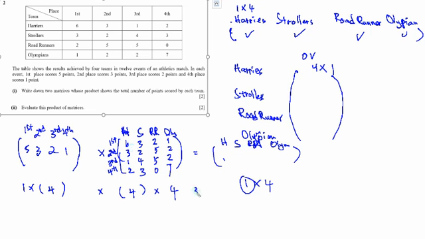30. Then the second placing, each time he gets 3 points, so it's 3 times 3, becomes 9. Then one time he got the third placing, and each third placing is 2 points, so he got 2. Now fourth placing, he got 2 times, but each time is 1 point, so it's 1 times 2, 2 again. Add together, it becomes 43. Okay, so this becomes 43.